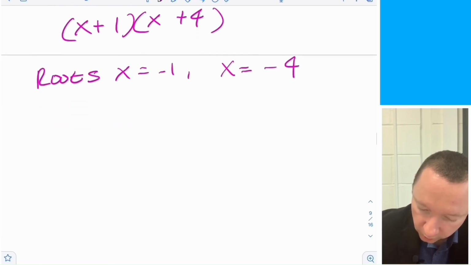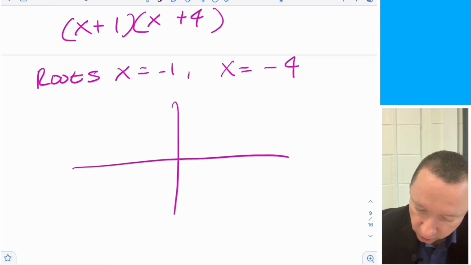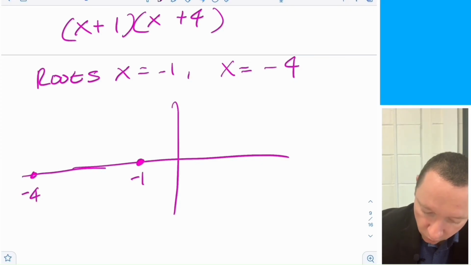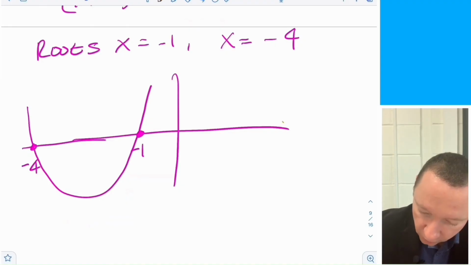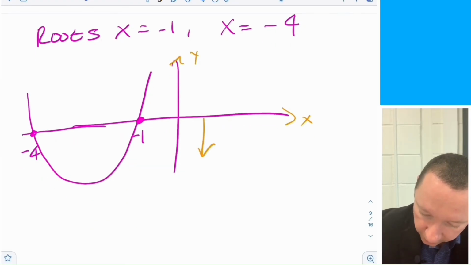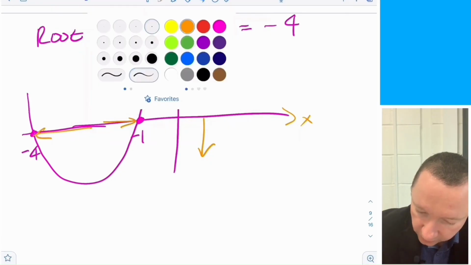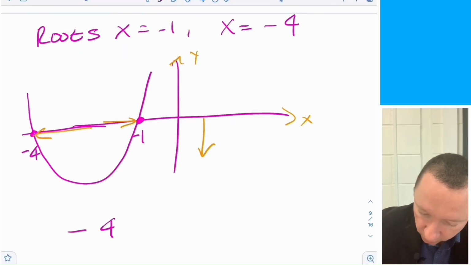So we can draw a quick graph to show the roots. Minus 1, minus 4. Less than 0 means below the x-axis. It's under here when it's between these two numbers. So our final answer: minus 4 is less than x, which is less than minus 1.